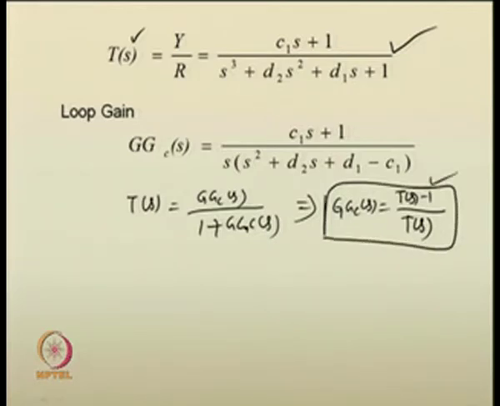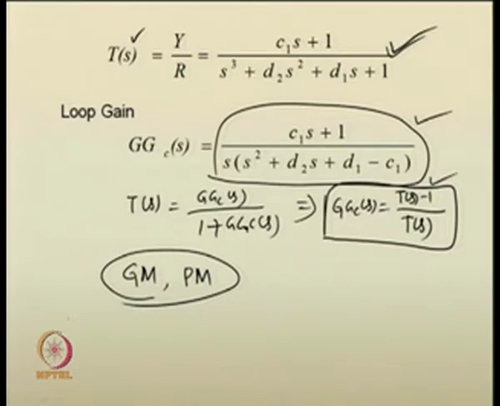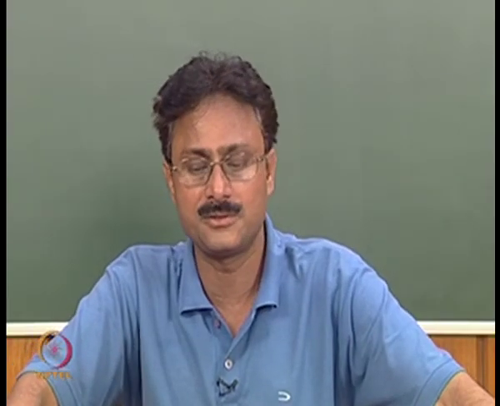So, when T(s) is given in this form, then G_C(s) can be obtained in the form of (C1 s + 1) divided by s times (s square + d2 s + d1 - C1). Where are you getting this closed loop gain? From the loop gain, it is easy to get the gain margin and phase margin of the closed loop system. So, these gain and phase margins will give us information about the frequency response of the system.